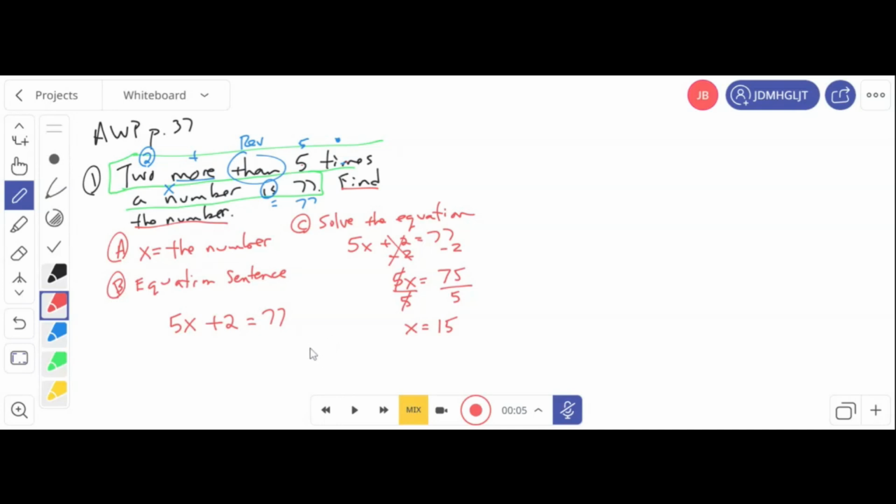Okay, then D, answer the question. The question was find the number. The number is 15.